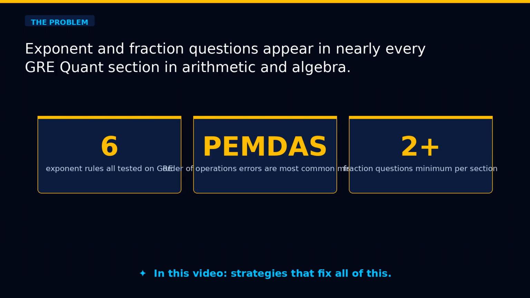6 exponent rules all appear on GRE. Fractions appear in at least 2 questions per section. Order of operations errors are the most common arithmetic mistake across all difficulty levels. The fraction bar is the most overlooked grouping symbol. Students evaluate the numerator and denominator simultaneously without recognizing the fraction bar requires separate evaluation of each. This produces wrong answers on questions that are otherwise straightforward.